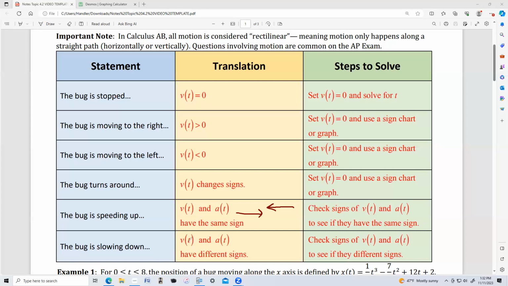When velocity and acceleration have different signs, you will slow down because the forces are opposite. Okay, think of it that way. If you're walking to the left and you had a strong wind blowing to the right, it's going to cause you to slow down. So when velocity and acceleration have different signs, you will slow down. When they have the same signs, you will speed up. Okay, we will look at all of this in example 1 and beyond. So let's get right to it.